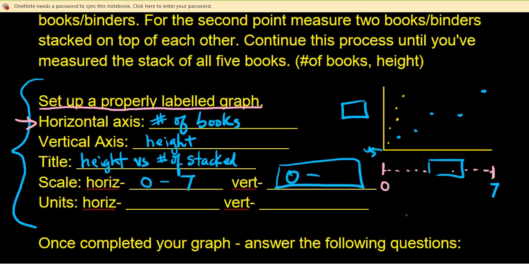Any guesses what an average of 5 books might be stacked on the desk? Any guesses, without measuring? How high do you think 5 books, binders, notebooks would be stacked on the desk? What are some guesses? 15? 15 centimeters? Right? What else? You think more or less than that? Anybody?